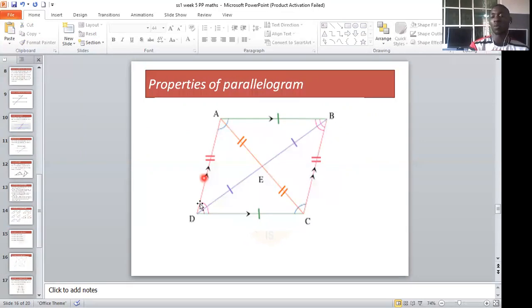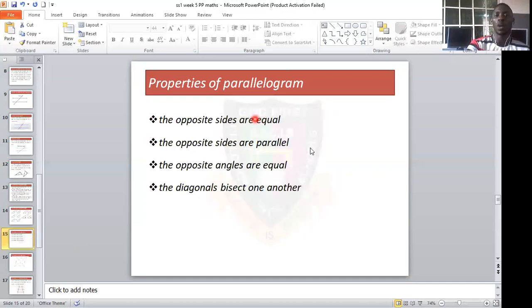But both are parallel lines. They cannot meet. Opposite sides are parallel, and opposite sides are equal. As said earlier in the properties, opposite sides are equal and opposite sides are parallel. So opposite angles are also equal.